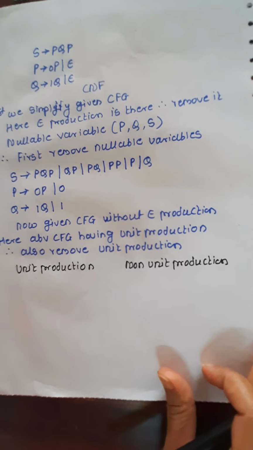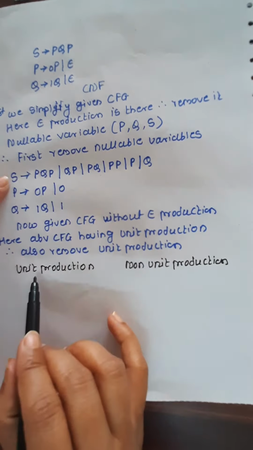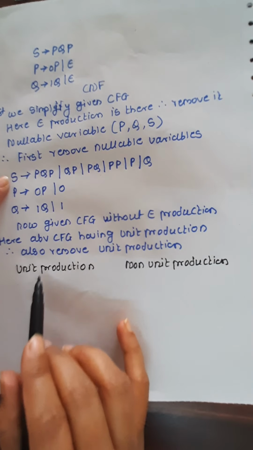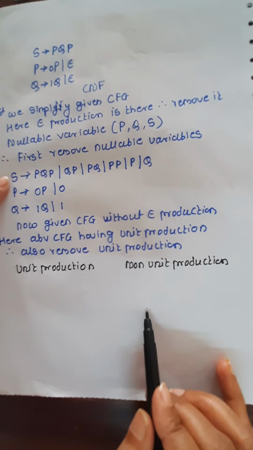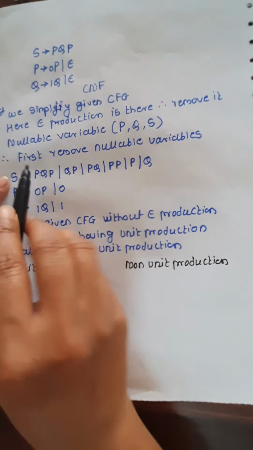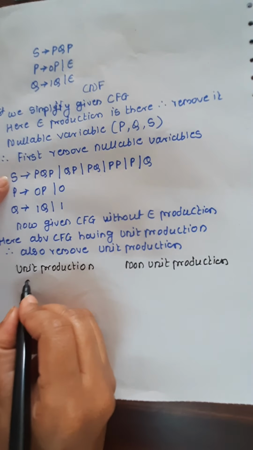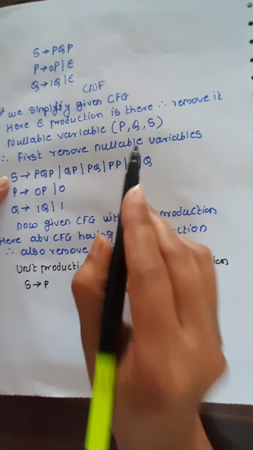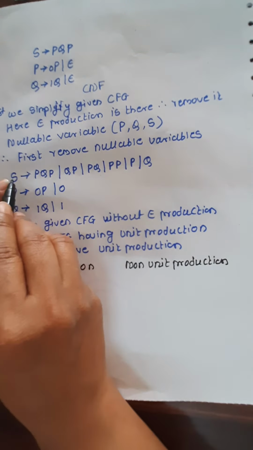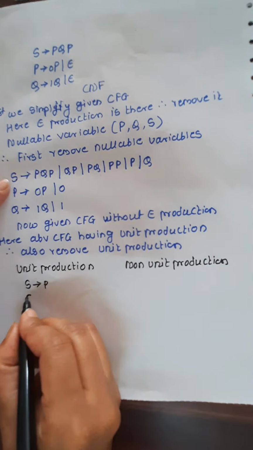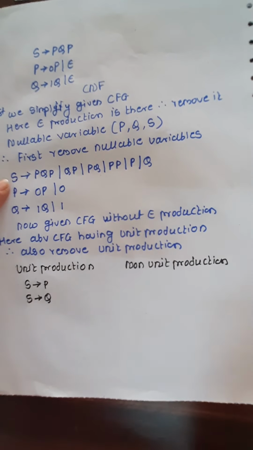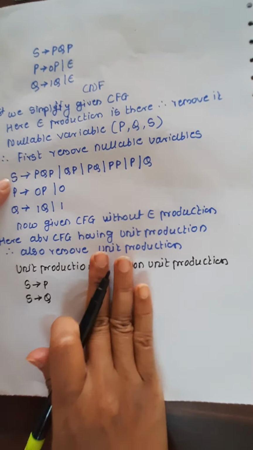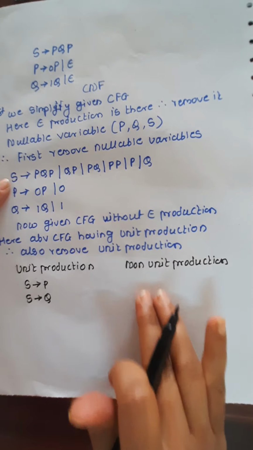Very simple. Now see, from the given grammar, first of all you have to write down all the unit productions in this column and non-unit productions in this column. So which are the unit productions here? S gives P. See, S generates the P, that is a unit production, and one more unit production, S generates the Q. So write that, and write all the remaining non-unit productions in this column.